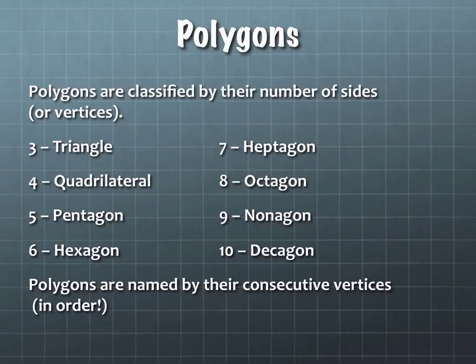So 3 edges, or vertices, it's called a triangle. 4 is a quadrilateral. 5 is a pentagon. 6 is a hexagon. 7 is one that you may not have remembered. It's heptagon. We don't see that one very often. 8 is an octagon. You see that one all the time on what? Stop signs. 9 is another one that we don't see very often. It's called a nonagon.